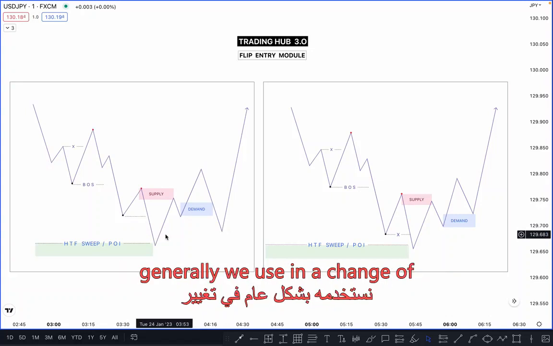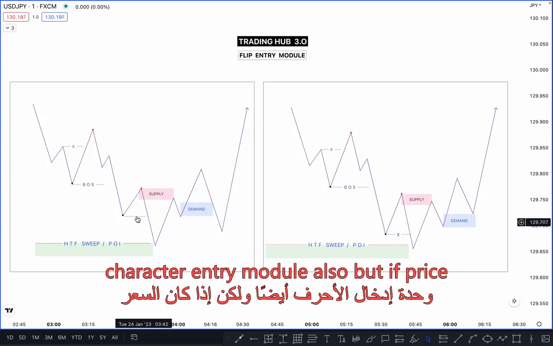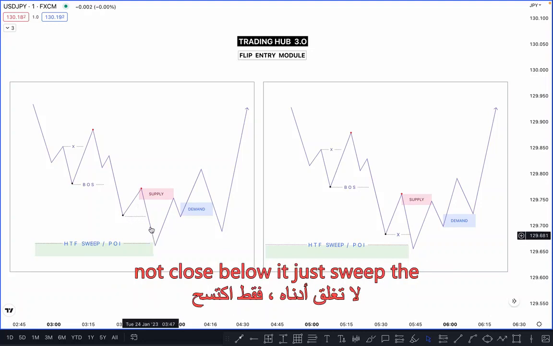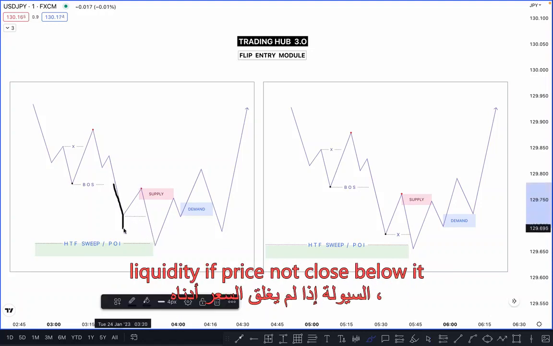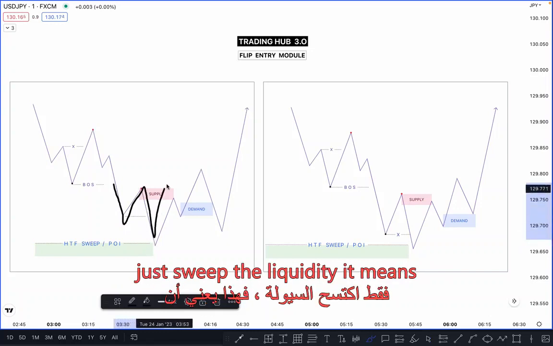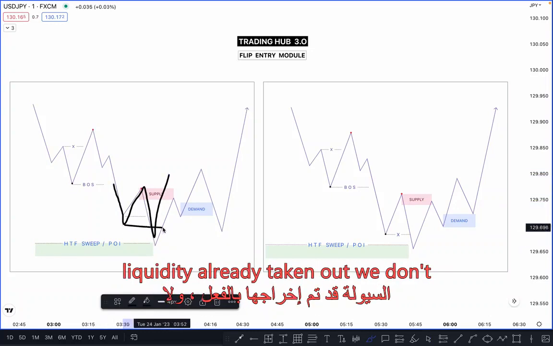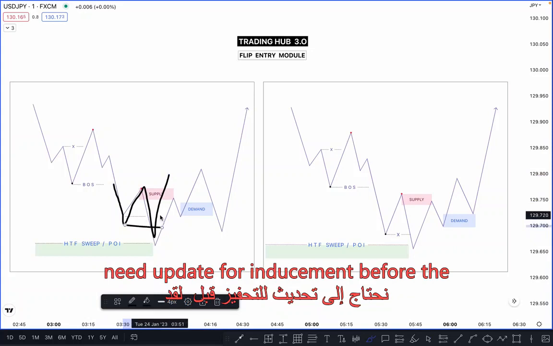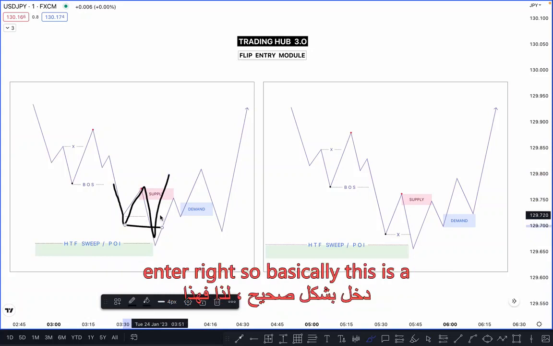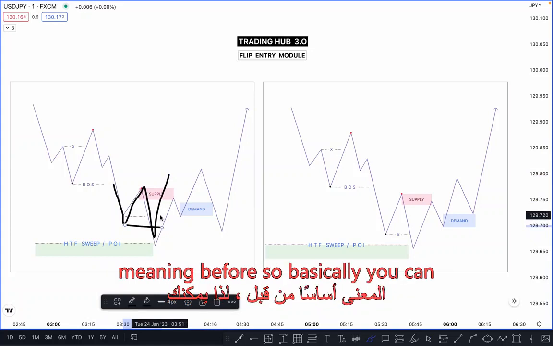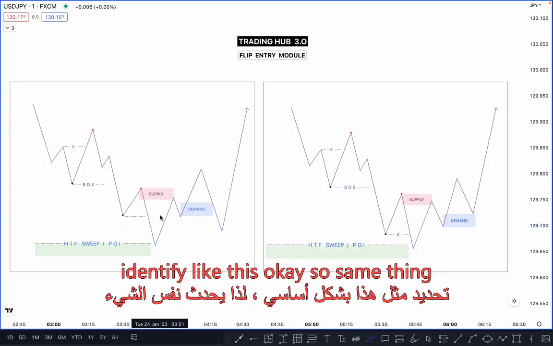Generally we use this in the change of character entry module also. But if price does not close below it and just sweeps the liquidity, it means liquidity has already been taken out. We don't need to wait for inducement before the entry, right? So basically this is the meaning. You can identify it like this, okay?